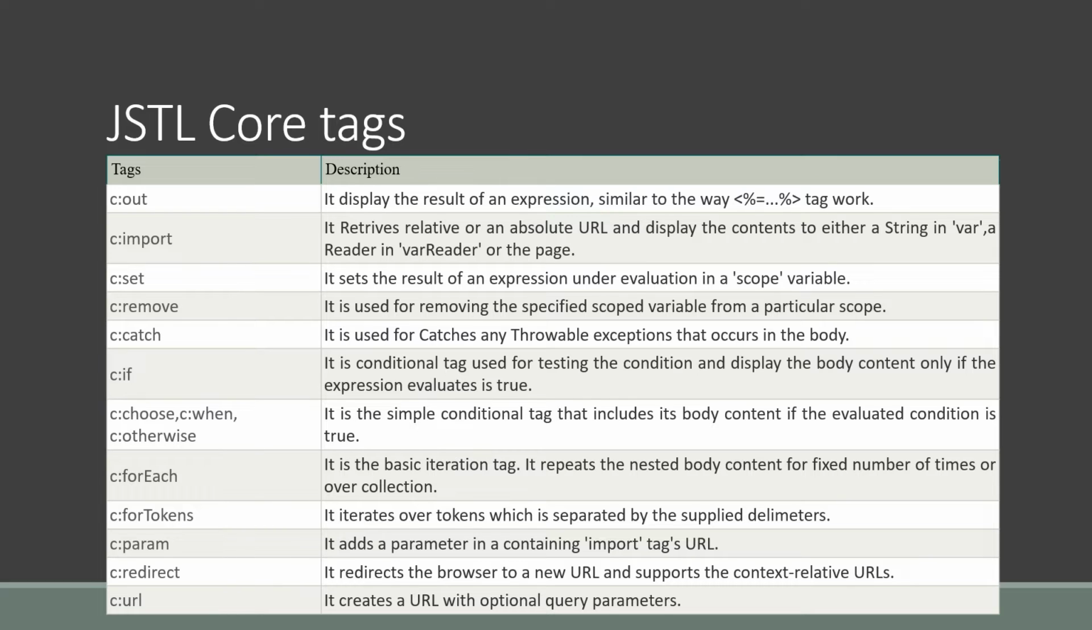We can use it as an if block in Java, normal Java, as well as c:forEach and c:for loop for iteration, and c:forTokens, c:param, c:redirect, c:url. Okay, so those are the main core tags that are included in the core tag library.